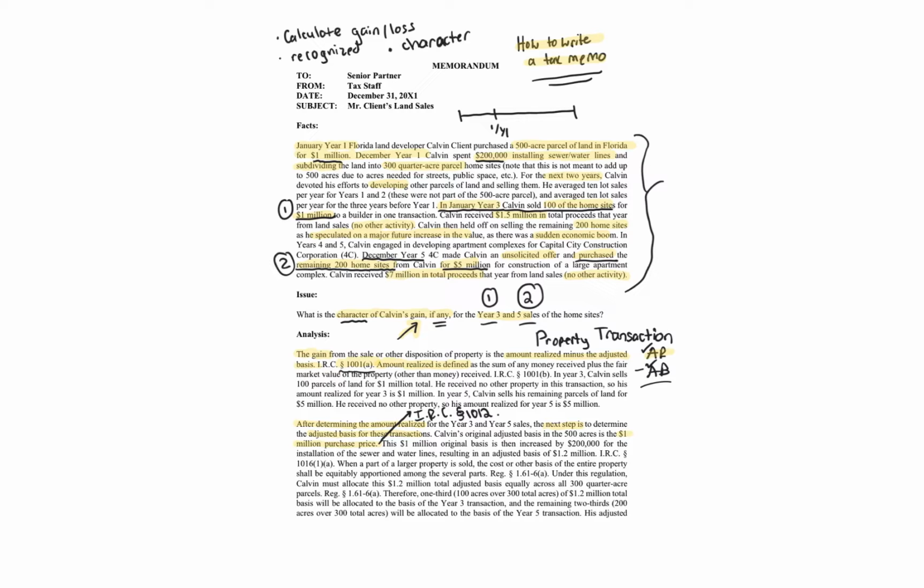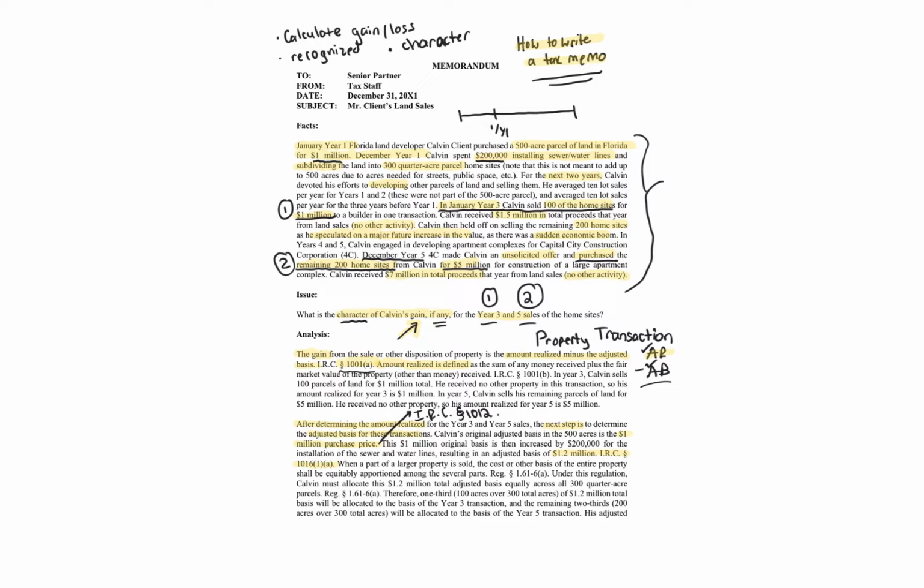Now, the original basis is then increased by any additions to the property, which is the $200,000, and that then brings his basis from $1 million to $1.2 million, and that adjustment code section is section 1016(a).